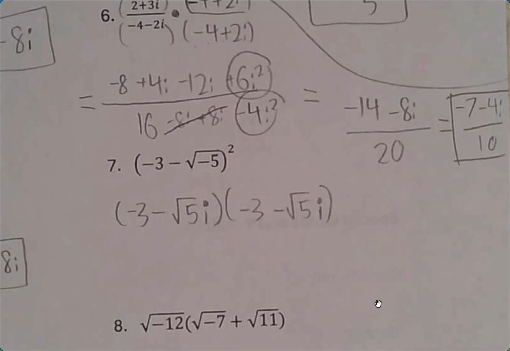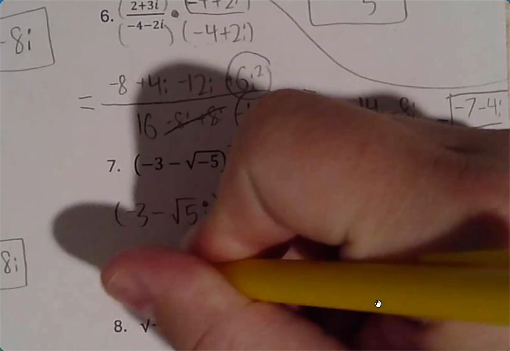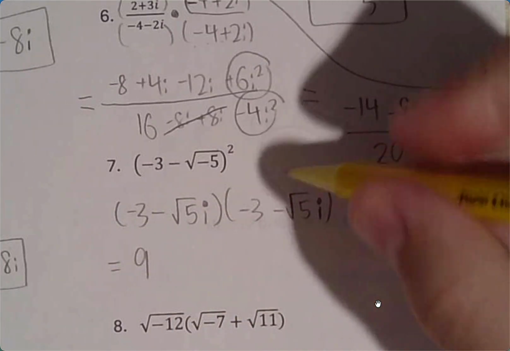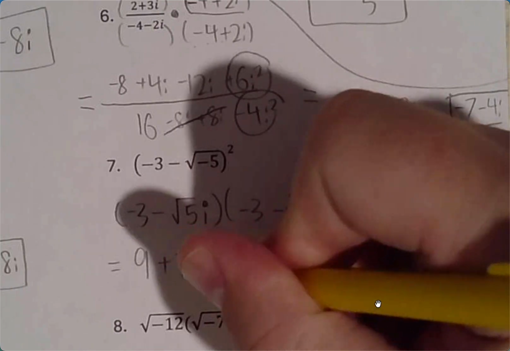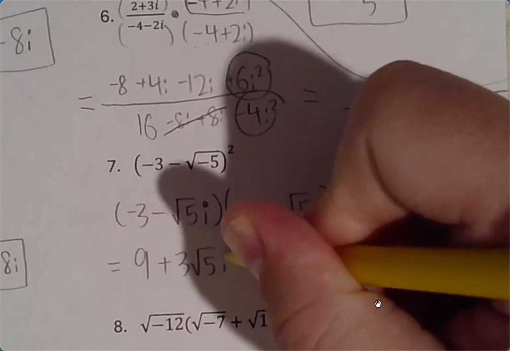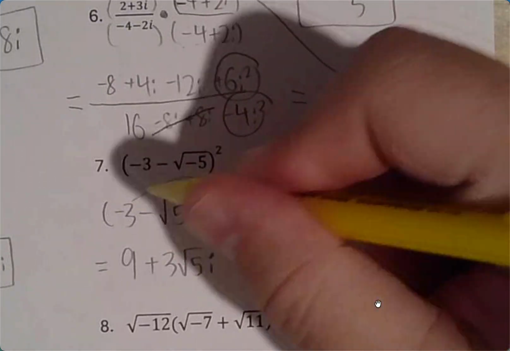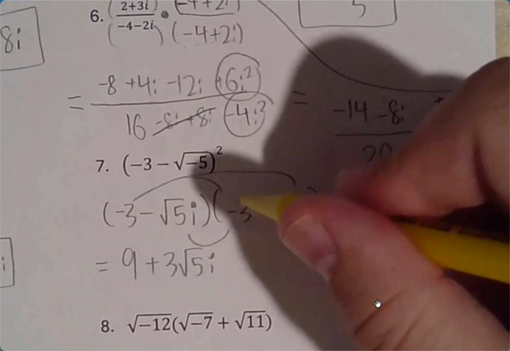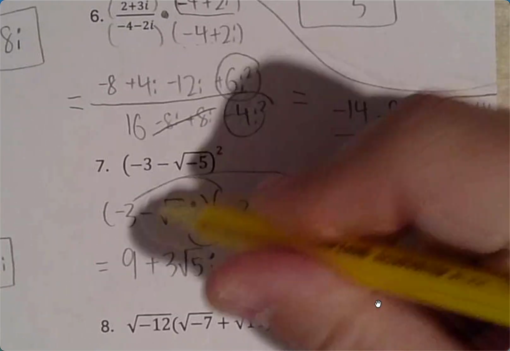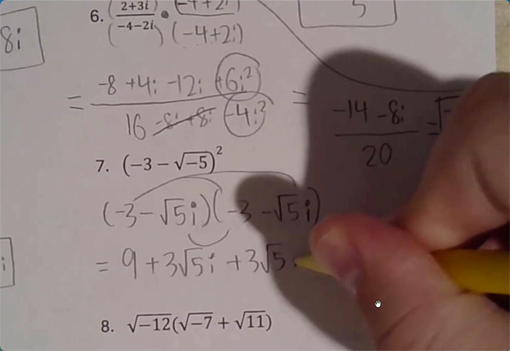From there, we've got some FOILing to do. Negative 3 times negative 3 is 9. Negative 3 times negative root 5i, oh gosh, that's a mouthful, is positive 3 root 5i, and that's a handful to write. Up next, we did the first, we did the outer, let's do the inner. Negative root 5i times negative 3 will be positive 3 root 5i.